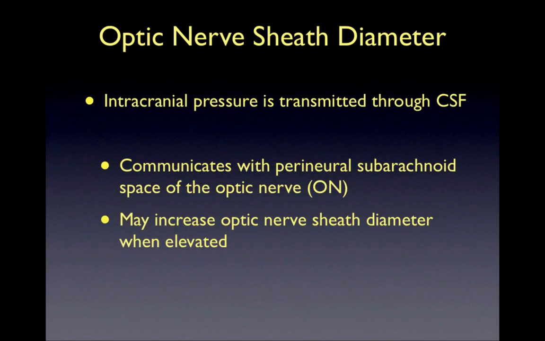Finally, I want to discuss the optic nerve sheath diameter. The optic nerve sheath diameter is used to evaluate for increased intracranial pressure. So intracranial pressure is transmitted through the CSF, and this communicates with the perineural subarachnoid space of the optic nerve. So it's thought that if there's increase in the intracranial pressure, it'll be transmitted along the optic nerve sheath and increase its diameter.